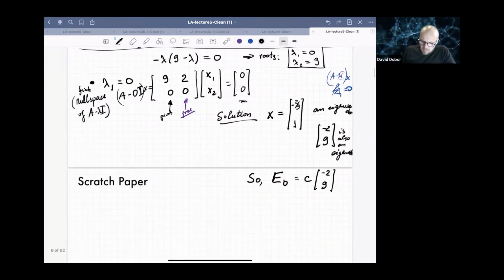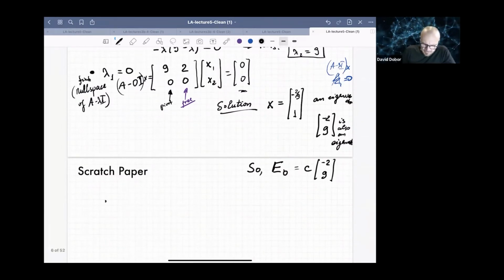Now I still have the second eigenvalue, and I will find a distinct eigenvector. Notice that when I have distinct roots, like here, 0 and 9, then I will have eigenvectors that point in different directions. The eigenvector that I will find now will not be on the same line as the first one that I found. It will be on the plane and it will point in a separate direction.